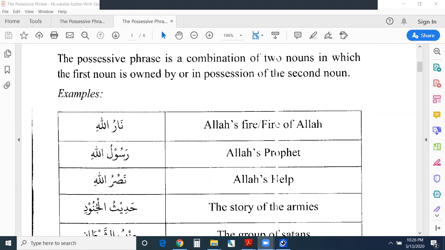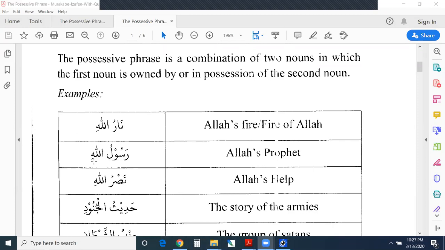So look at the noun which has the kasra. Which noun has the kasra? Allahi. So we know that muzafile is always going to be in the state of jar. So right away you can say Allah is muzafile. So narun or naru is the muzaf. And the second thing you will notice, the muzaf will not have tanween. You see, it says narullahi.